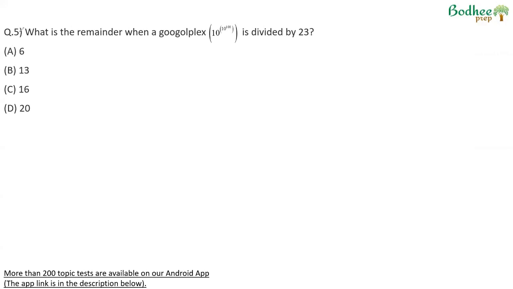What is the remainder when Googleplex, 10 raised to power 10 raised to power 100? So this term Google is 10 raised to power 100, and Googleplex essentially is 10 raised to power Google. This is the representation of a very large number. So basically we have to see 10 raised to power 10 raised to power 100 divided by 23, remainder is to be found out.